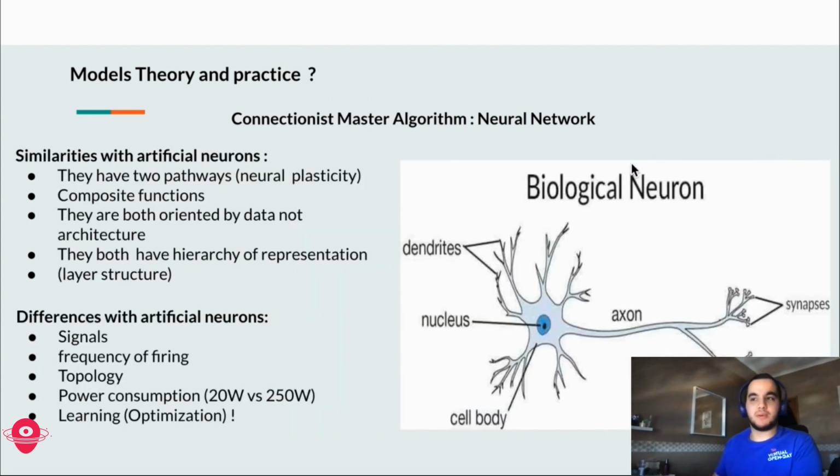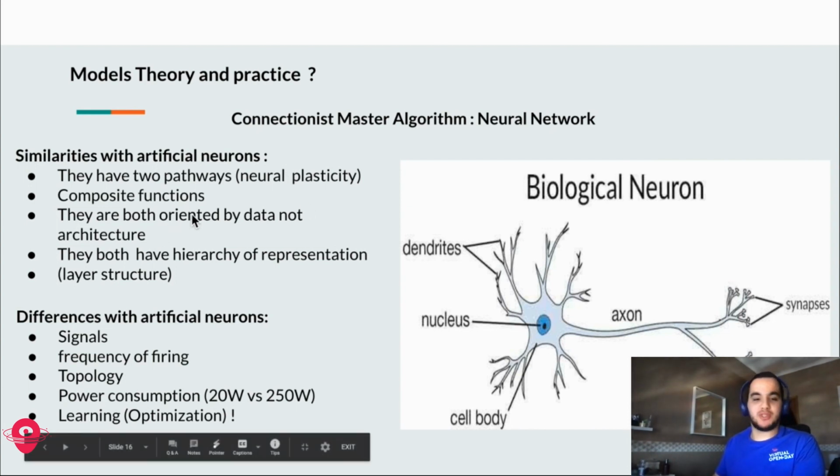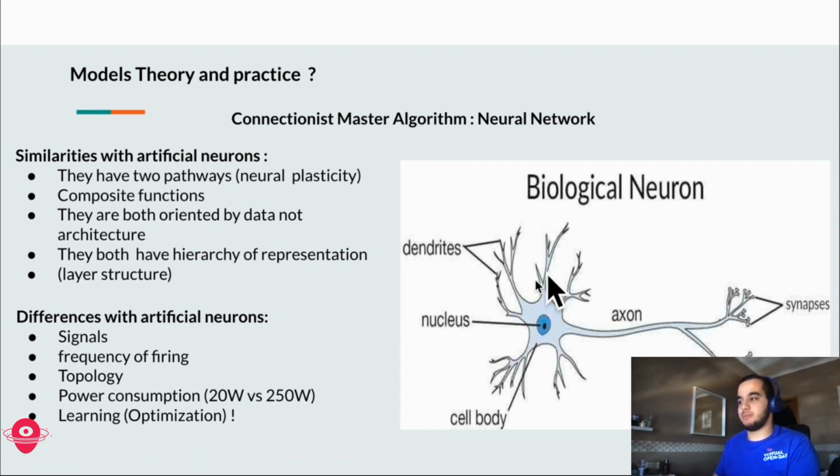Let's now look at the similarities and the differences between these two models. When it comes to similarities between artificial neural networks and biological neurons, as you can see here, the biological neurons have a cell body, so they are just cells shaped in different ways. They have axons, which are channels that send information, and synapses, which we talked about, which are a way to connect with other neurons. So you can see that the structure is a bit similar to the artificial ones.